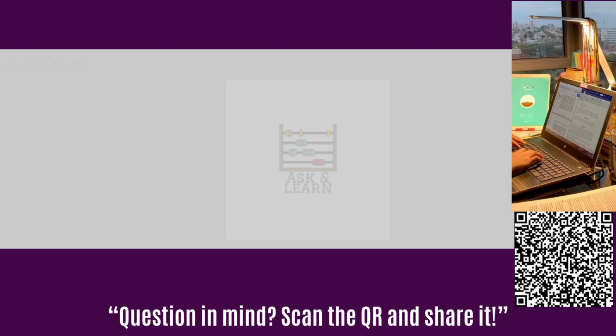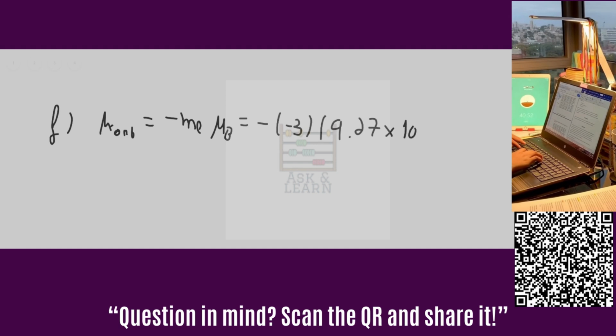For part F, we want to know the magnetic moment. So we have the orbital, which is minus m_l mu_B, and this is minus minus 3 times 9.27 times 10 to the minus 24, and then we have 2.8 times 10 to the minus 23 joules per Tesla.